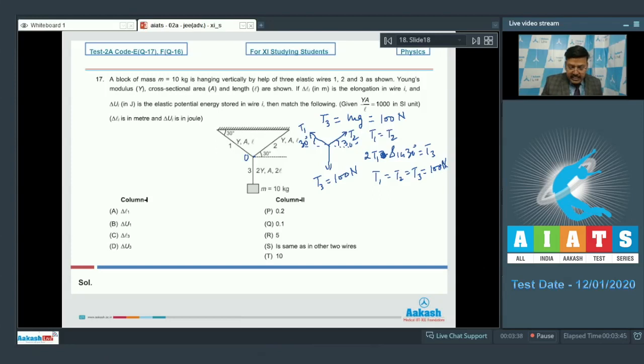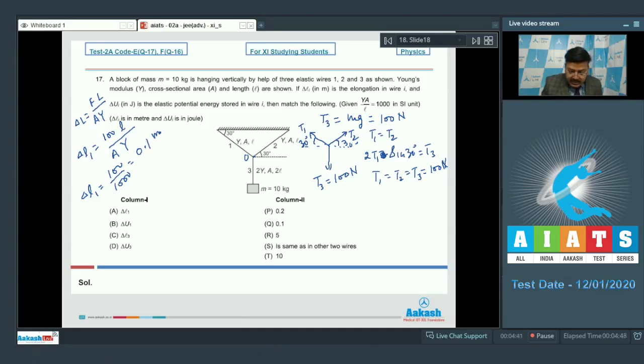Let's start finding delta L1. Now the expression for delta L in general will be force into original length divided by A into Young's modulus, where A is the area of cross section. So for delta L1, F is same everywhere, and that is 100 Newton. Length of wire 1 is L, area of cross section is A, and Young's modulus is Y. Now we have been given YA by L is 1000 units. So delta L1 is equal to 100 by 1000, or simply 0.1 meter.